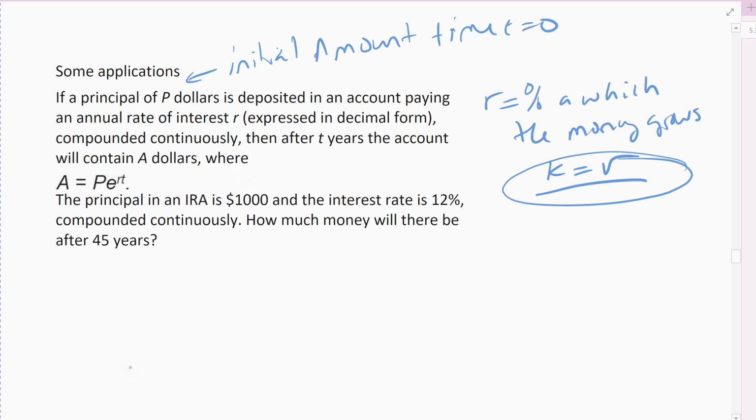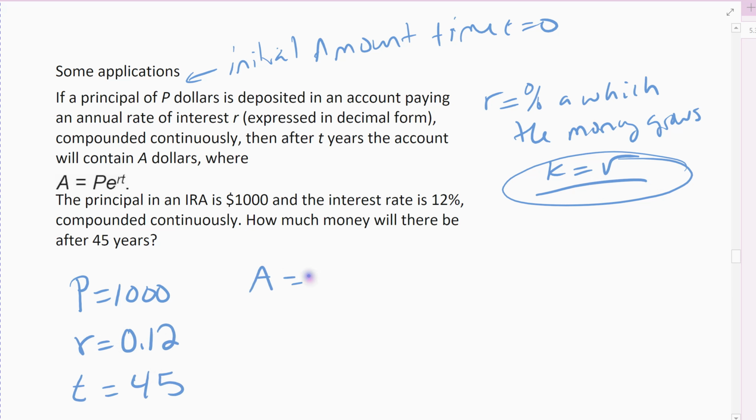My compounded continuously equation is A, which represents the future amount, T, which represents the time, P is my initial value, and R is my percent. The principal on an IRA, P, is 100. The interest rate R, which is 12%, I write as a decimal, 0.12. Again, that would be the K value. It grows by 12% per year over the years. T equals 45, and then you just plug numbers in.